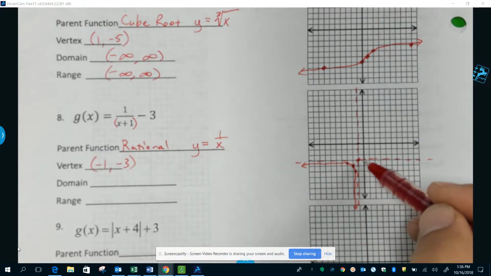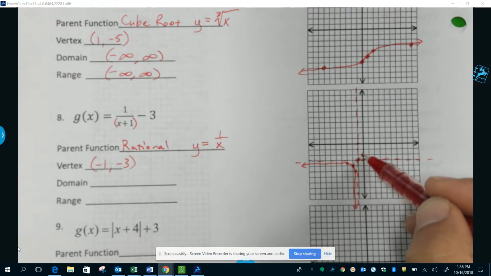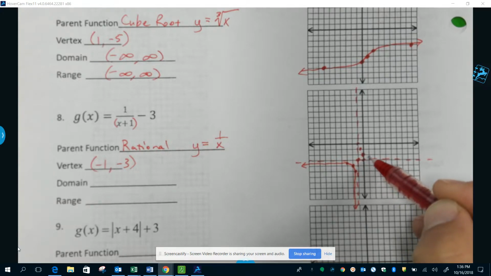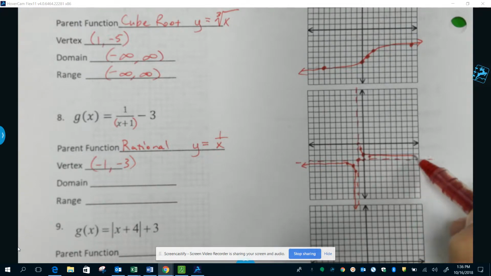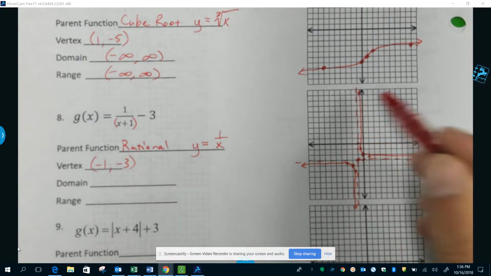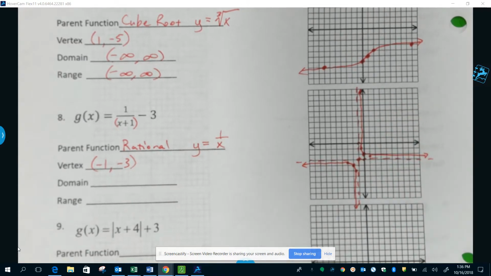All right, you also have 3 coordinates from your original parent function. One goes right 1, up 1. One goes right a half, up 2. And one goes right 2, up a half. So then we will connect those 3 dots, and they get closer to the asymptote but never touch the asymptote.